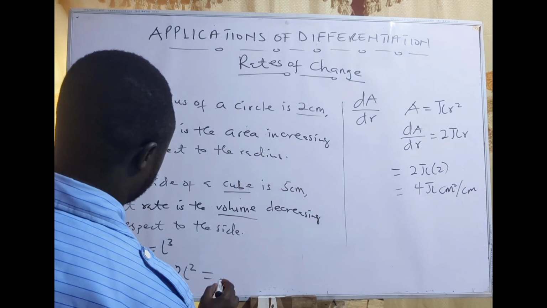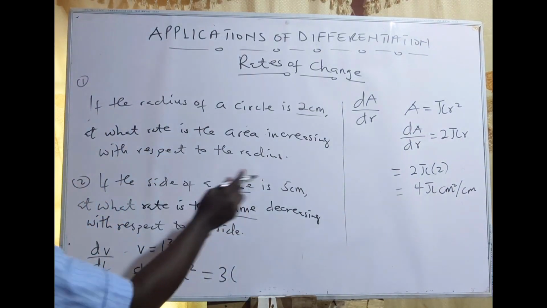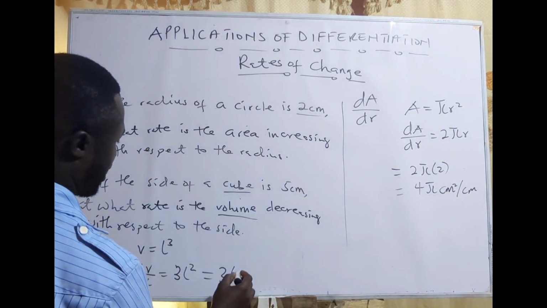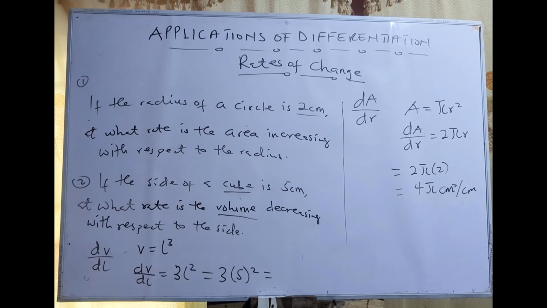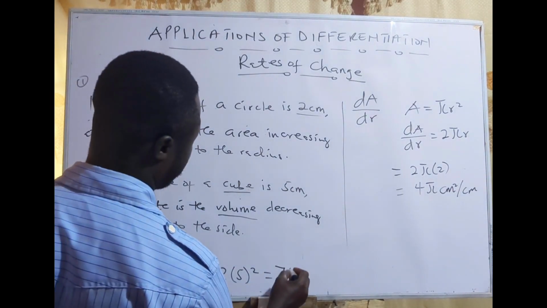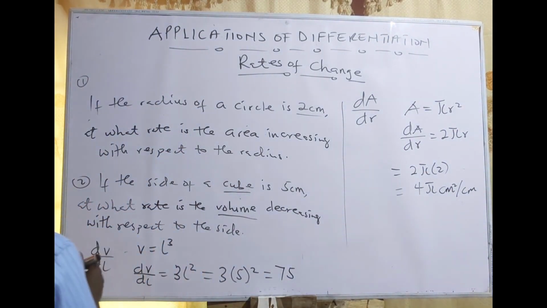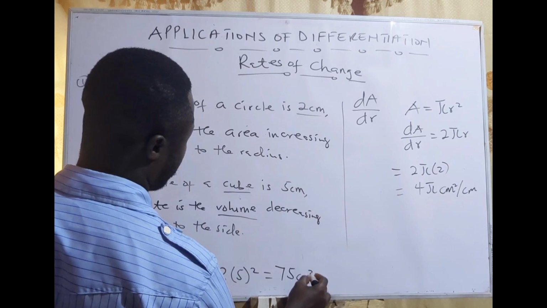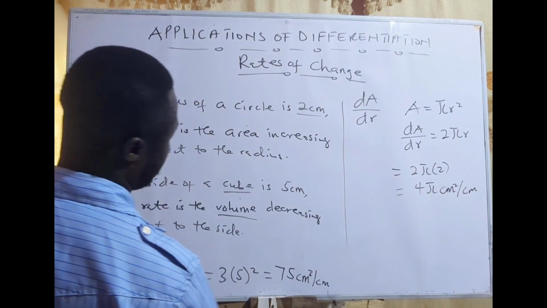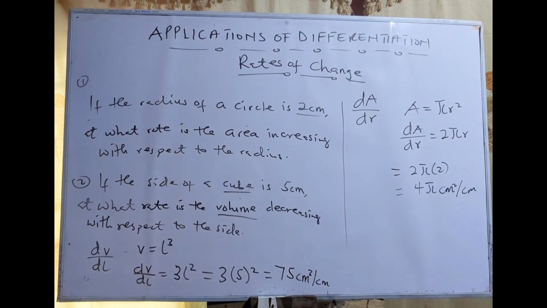Okay. Therefore, my side, what is the side given? 5 centimeters. That will be 5 squared. So 3 times 5 squared. And that will give us what? 75. So 75, you can say 75 centimeter cube per centimeter.